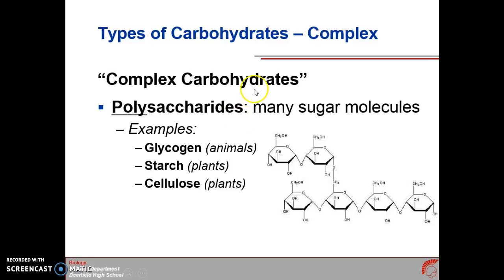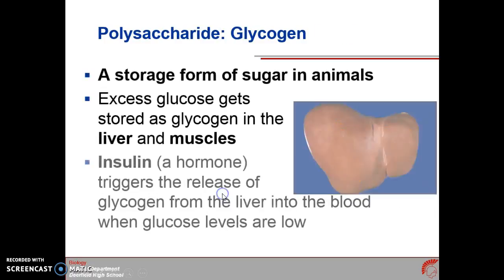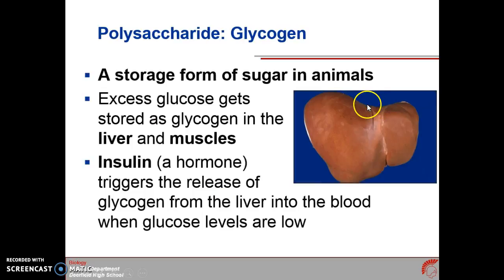Alright, so complex carbohydrates are these polysaccharides. It's many sugar molecules linked together in long chains or rings. Examples would be glycogen stored in animals, starch found in plants, and cellulose found in plants as well. In a storage form of sugar in animals, we'll look at this liver first. So the excess glucose or monomers, monosaccharides, get stored as glycogen in the liver and muscle. So that's a form of a polysaccharide. It's many of the monosaccharides getting stored in the liver.